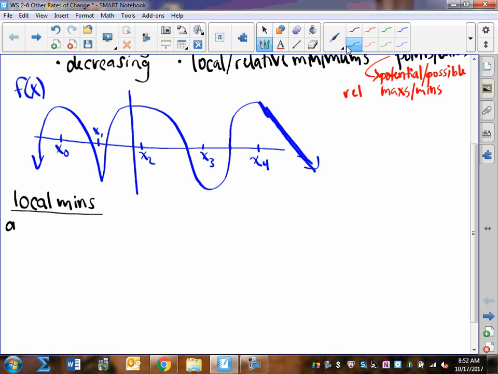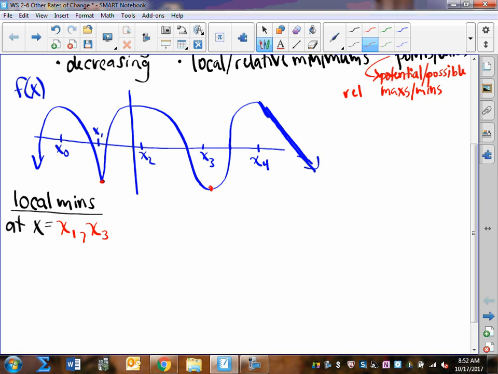Our local mins occur at which x values? What is my first min that I see? Where does that occur? x sub 1. Any others? x sub 3. Any others? Nope, not for this graph. And we can see that these are local or relative. If you look at the neighborhood or the area around it, it is the lowest value in relation to that little area around it.